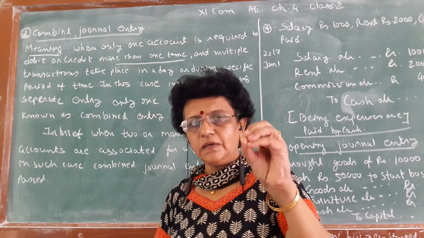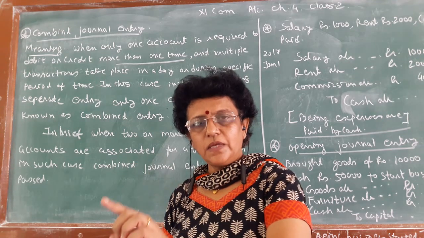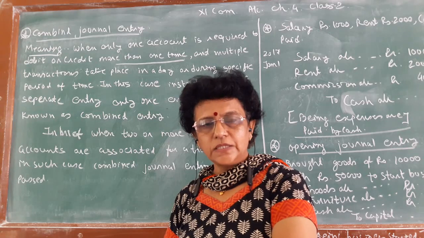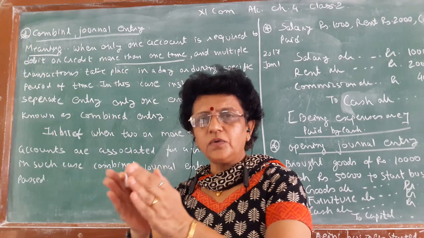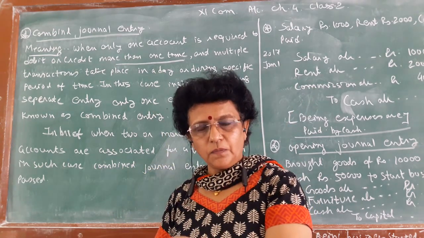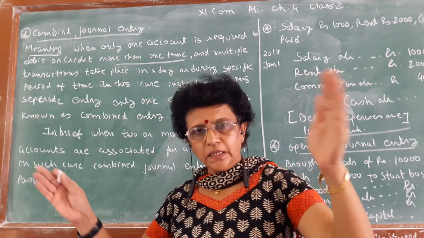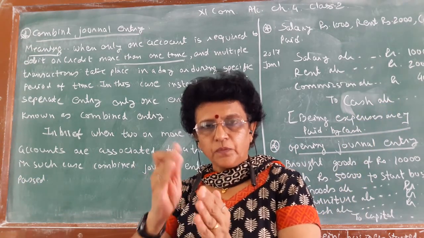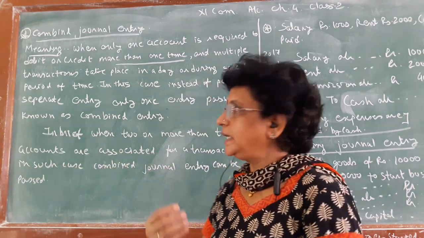So instead of writing 5 journal entries, that salary account debit to cash, wages account debit to cash, rent account debit to cash, commission account debit to cash, we can do one thing. We can write cash for all together once, and the salary, commission, rent, wages are to be written together. So when you combine a number of events together with a common aspect, recording once is known as a combined journal entry.